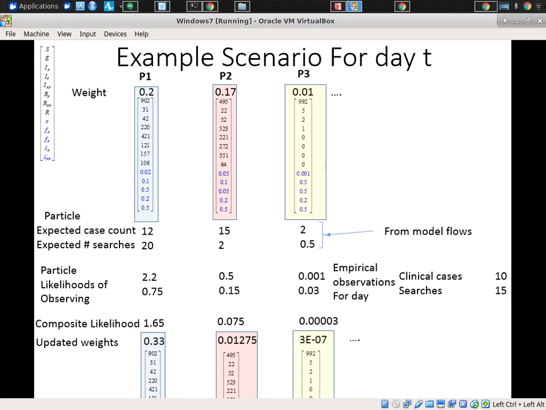We multiply their existing weight by the likelihood that, given their state, they would observe the empirical data. So here are the empirical data. We'll compute two likelihoods here, okay?